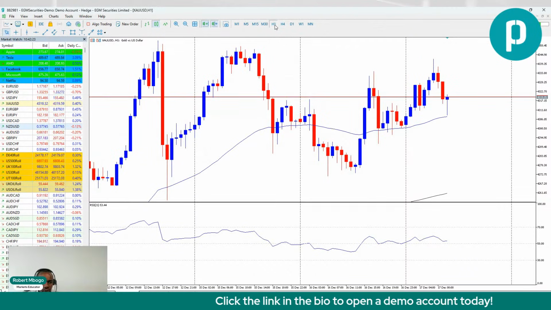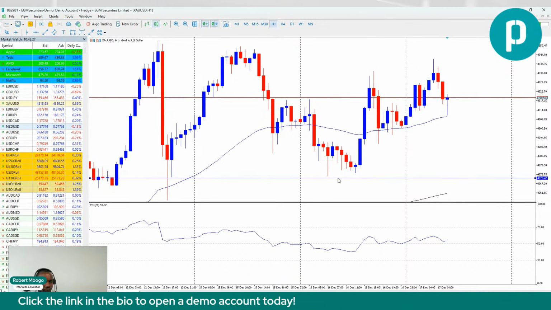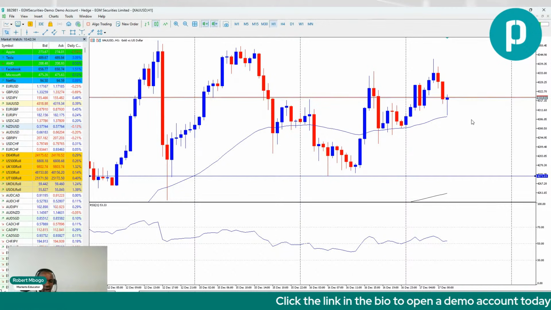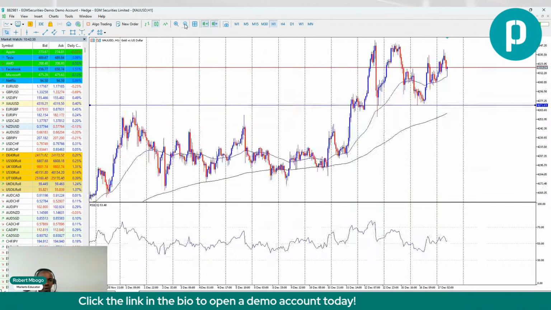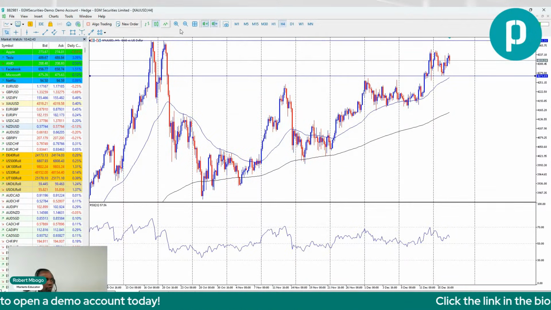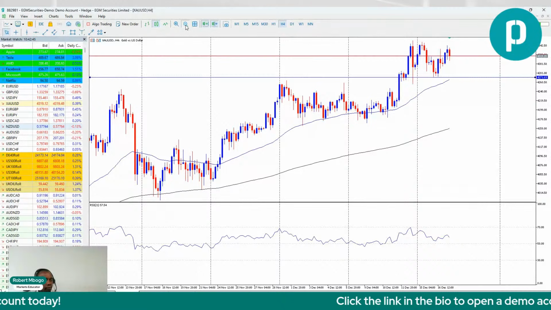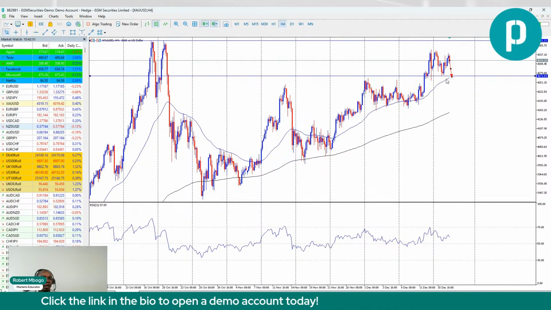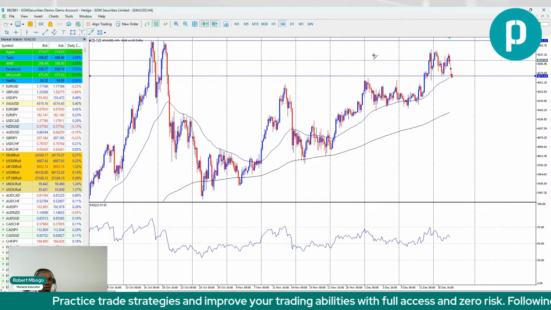But then where do you enter? I would probably want to see gold test yesterday's low. That's an area where I would probably want to see gold test before continuing with the possible bullish move. So if gold was to come down and test this area, then I'll probably be looking for buy opportunities.